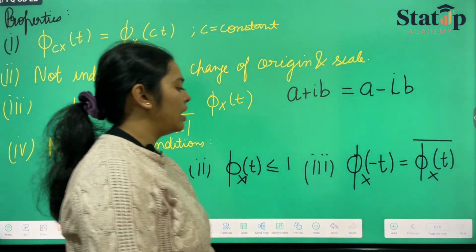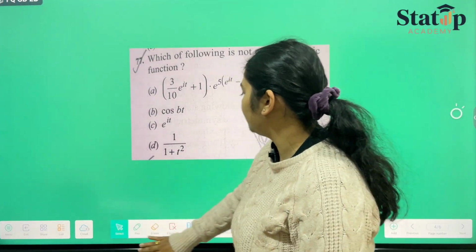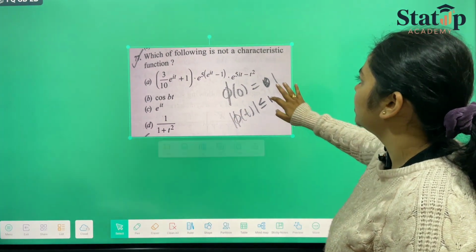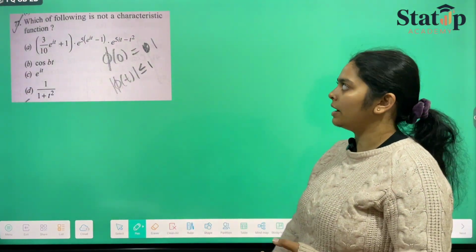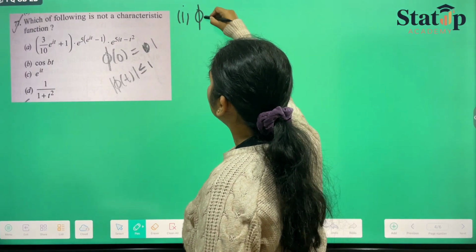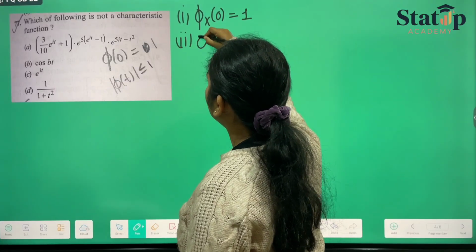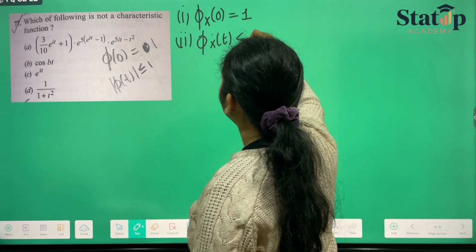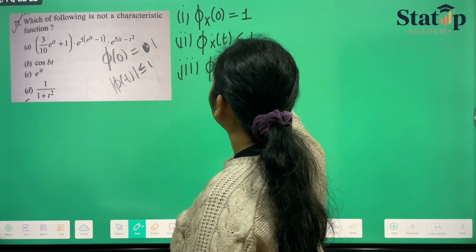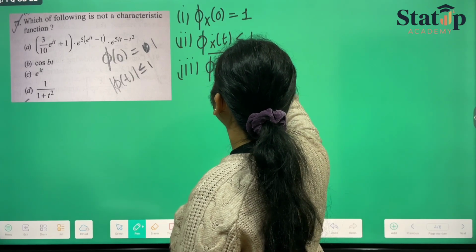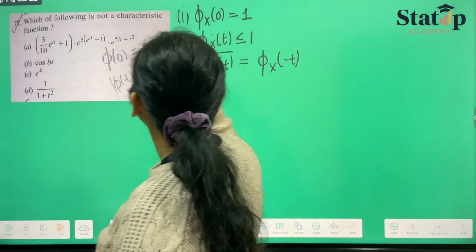Now let us move to our questions for today. This question has been given to us. It states: which of the following is not a characteristic function. So we know that we have done three properties. First, when t is equal to 0, the characteristic function should be equal to 1. Second, when the characteristic function is taken at t, it should be less than or equal to 1. And the third property is that the conjugate of a characteristic function should be equal to the characteristic function when t is taken as minus t.